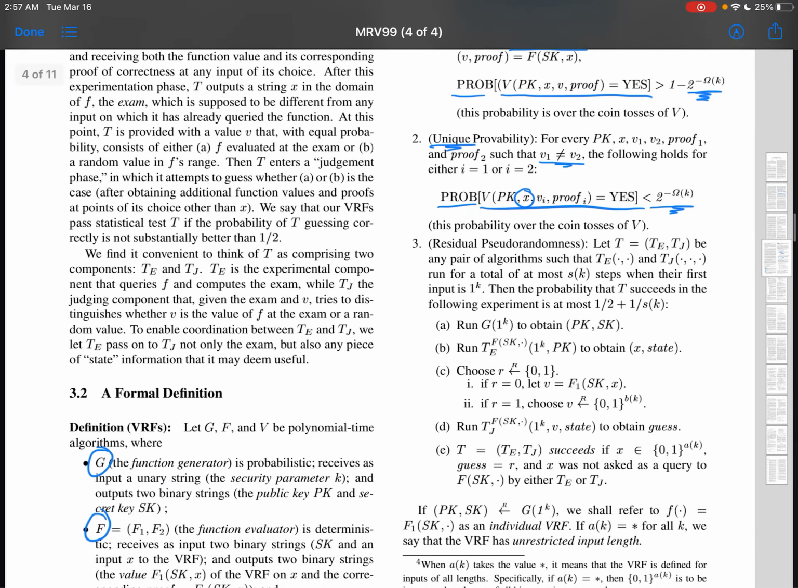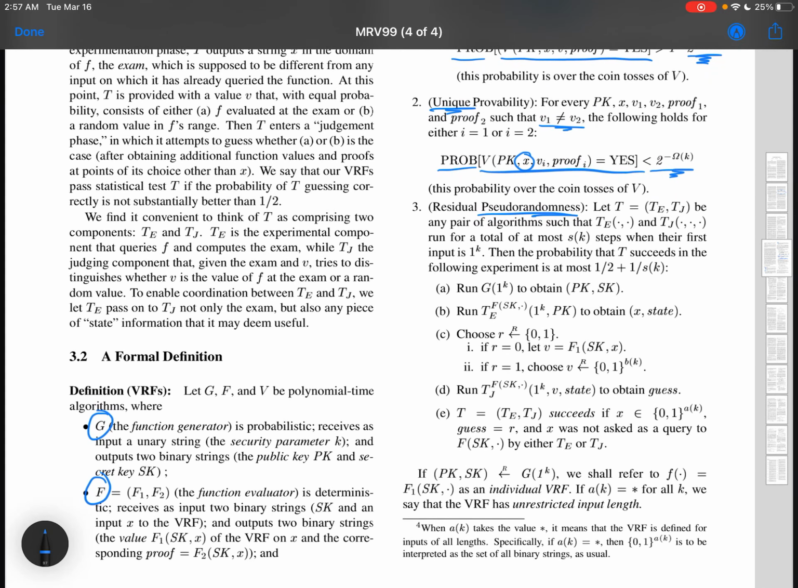Next, let's talk about pseudo-randomness. So this is described in terms of a challenge to an algorithm T composed of two parts. Here's how it goes. First, we start with the generator to obtain a key pair. Next, we take the public key. We give it to the first part of the algorithm T along with oracle access to F, so it's allowed to query F on arbitrary inputs. And we ask that it outputs a value X, which we can think of as a challenge.